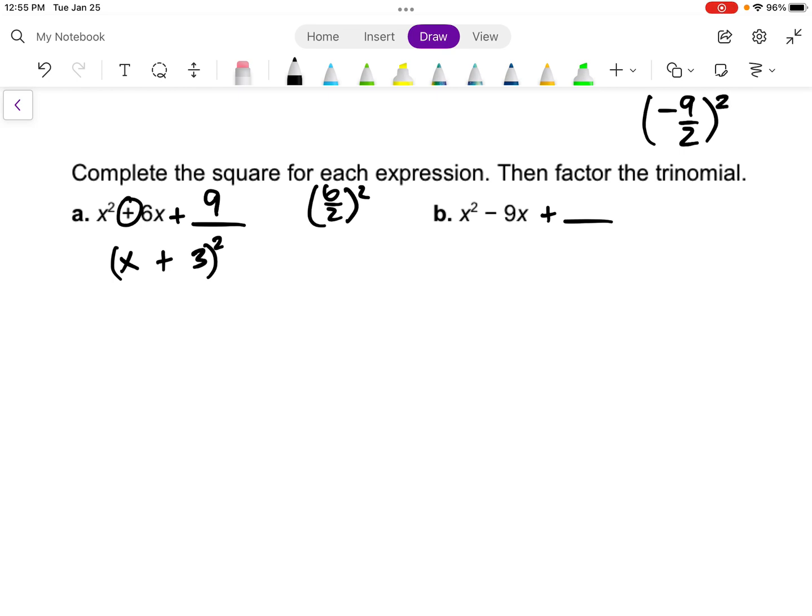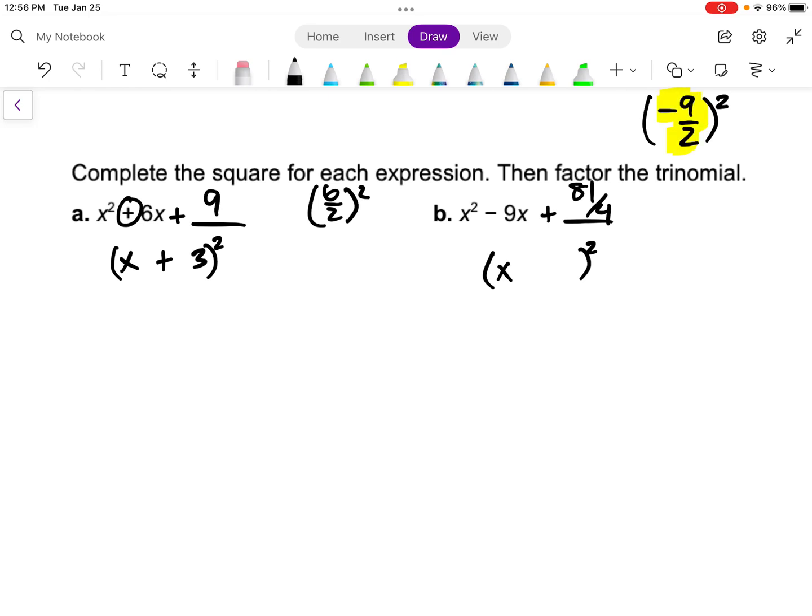Well, a negative 9 halves squared, if I square a negative, it's a positive. 9 squared is 81, and 2 squared is 4. So I have to add 81 over 4 to make that a perfect square. And then we're going to factor it. And the factoring seems tough, but if we just think backwards, like what did we square to get x squared? What did we square to get 81 over 4? Well, that answer is right here, right?